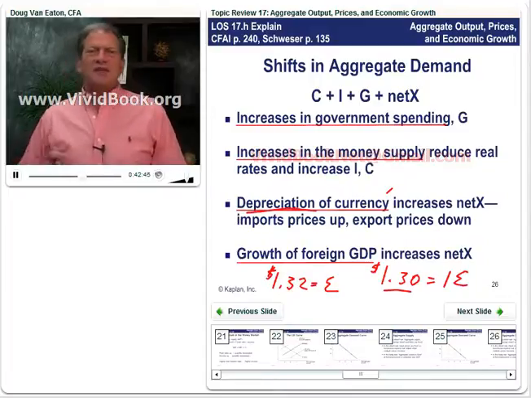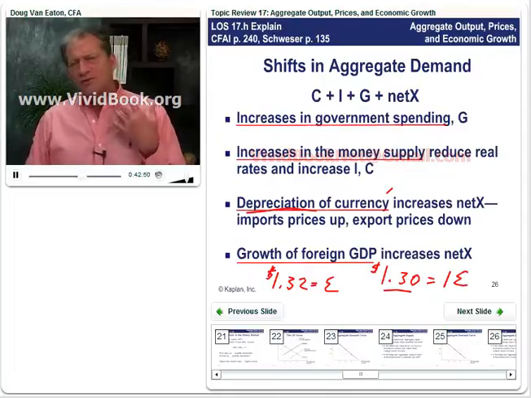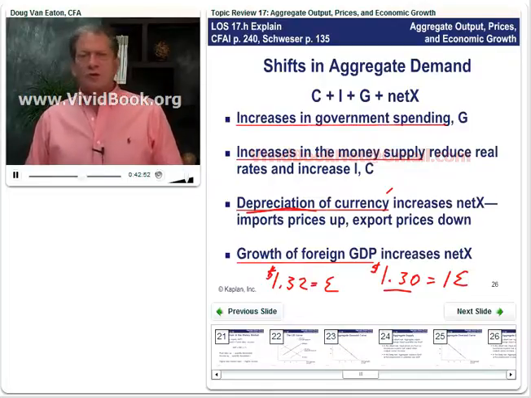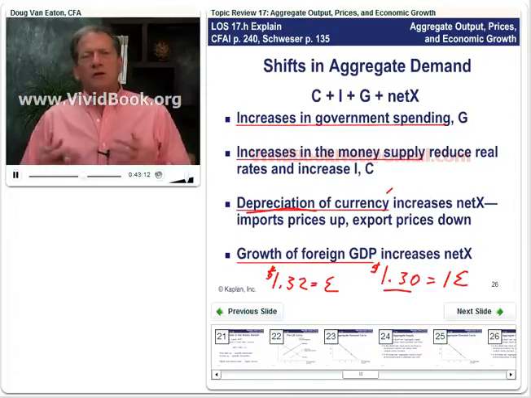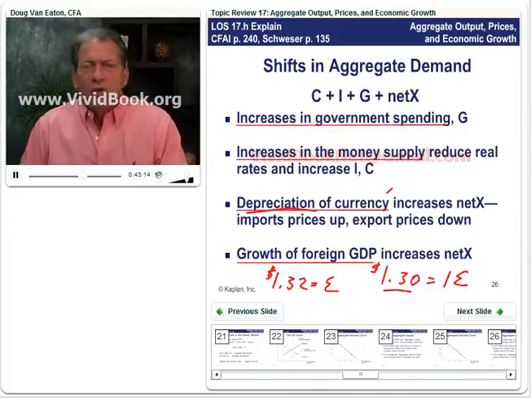So what's the effect of this on imports and exports? And it's pretty straightforward. Something that costs 100 euros after the depreciation is going to cost more than that. 100 euros worth of goods initially costs $130 US. After the depreciation of the exchange rate, it's going to cost $132. So imports are now looking more expensive in US dollar terms to US consumers.